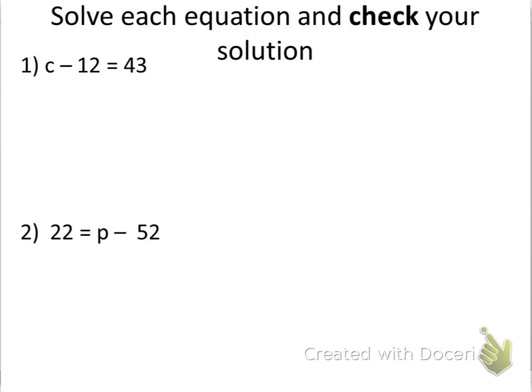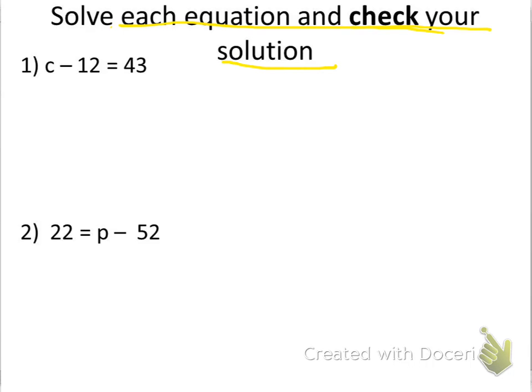It says solve each equation and check your solution. If you didn't write down this "and check each solution" part on your guided notes, please add it beside where it says solve. So you have it written solve, you need to add "each equation and check your solution" to that page.